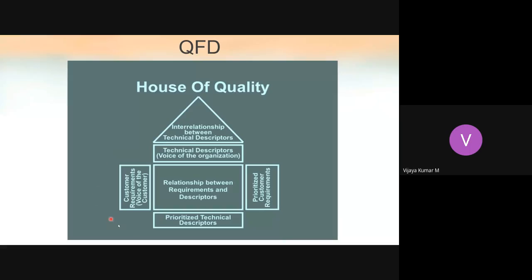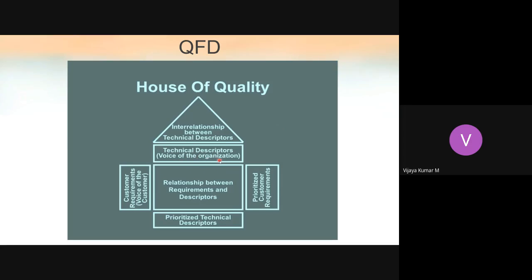This is the left column representation. And in the right column, it is called prioritized customer requirements. The left column represents customer requirements, and the right column represents prioritized customer requirements. Another thing you can find is called technical descriptors. The technical descriptors are also called the voice of the organization. You can see the voice of the customer here, and above that you can see the voice of the organization.